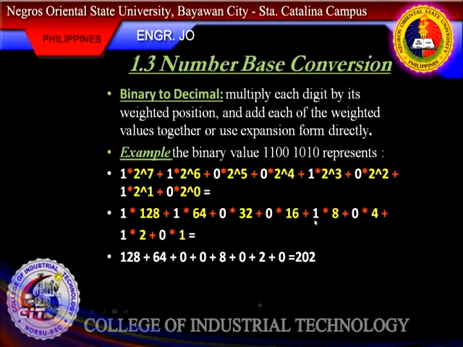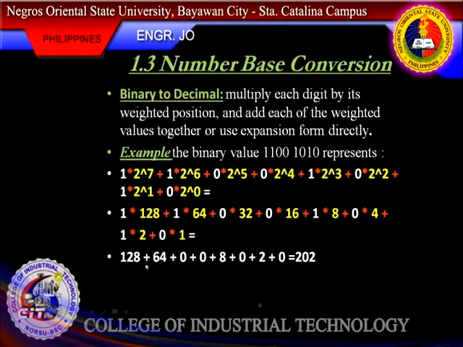Plus this one, 1 times 2 to the power of 3, that is equal to 8. And this one is 1 times 2 to the power of 1. Any number raised to the power of 1 is always equal to the number itself, that is equal to 2. 2 times 1 is equal to 2.